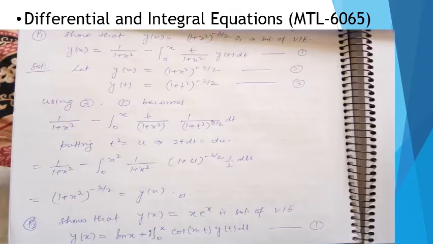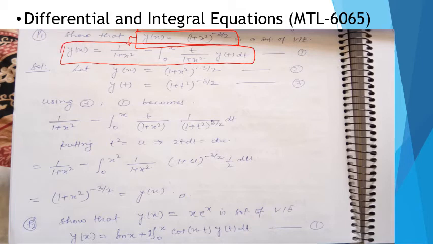Now let us consider one example. We have to show that this function is the solution of this integral equation, which is a Volterra integral equation. Let y(x) be equal to this, (1 plus x square) to the power minus 3 by 2. If y(x) is this, then what is y(t)? Replace x by t. We find y(t). Using equation 3, we can solve 1.